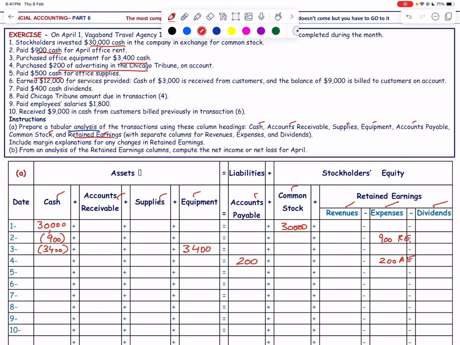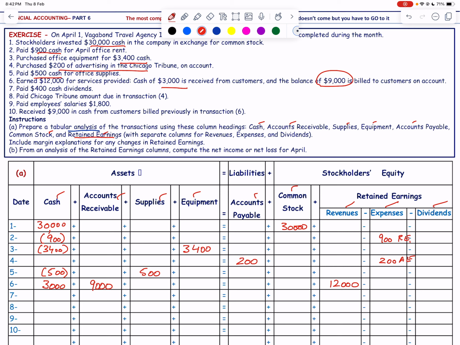Then paid 500 cash for office supplies. So again, there is payment of cash, so cash decreases by 500, and this is for office supplies. So office supplies increase by 500. Then earned 12,000 for services provided. Cash 3,000 is received, so cash increases, and the balance of 9,000 is billed to customer on account. That means there is an account receivable of 9,000, and this is a revenue now for 12,000 riyal.